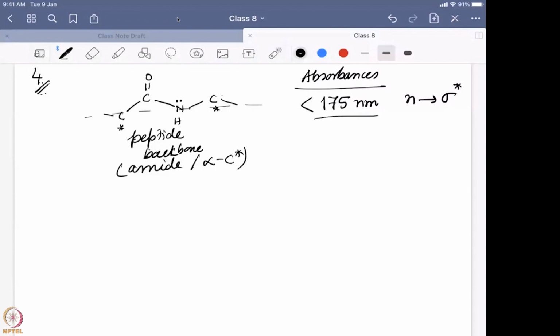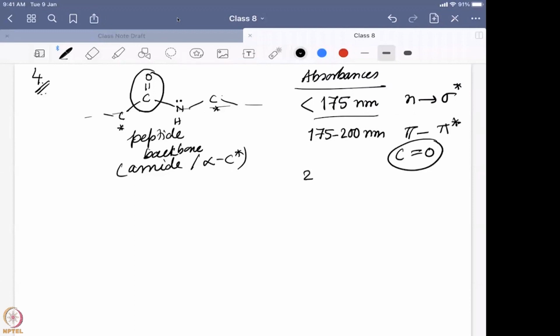Very strong UV region. We can have some bands around 175 to 200 nanometer, mostly around 190 nanometer, which is coming from the pi to pi star transition. Where is this pi to pi star transition coming from? It is coming from the carbonyl, so it is a carbonyl pi to pi star transition. And then we have the 210 to 230 nanometer region where an n to pi star transition happens, from the nitrogen lone pair to the pi star orbital of the C double bond O. So this is what is actually happening over there.